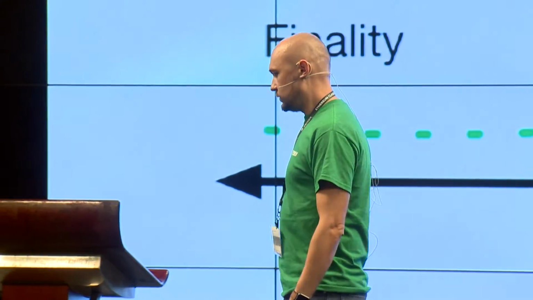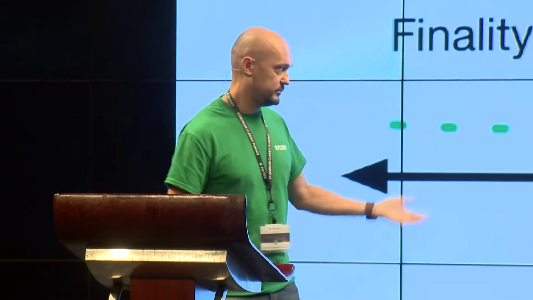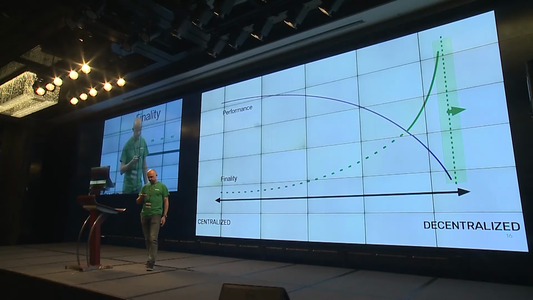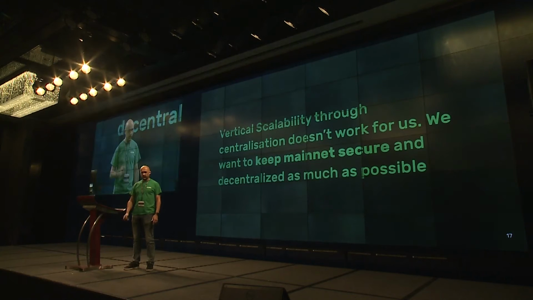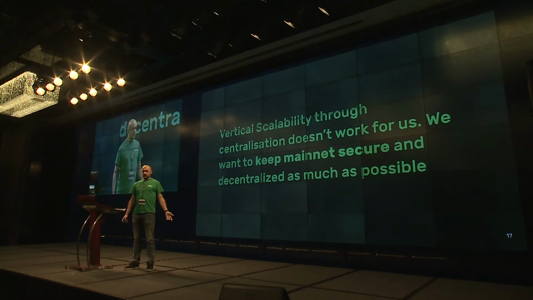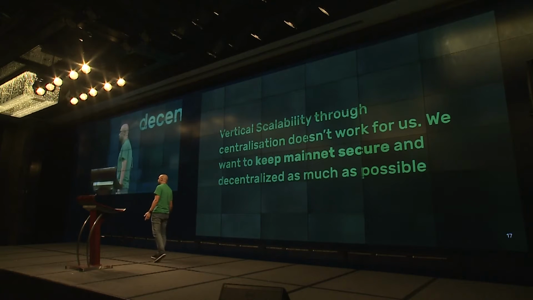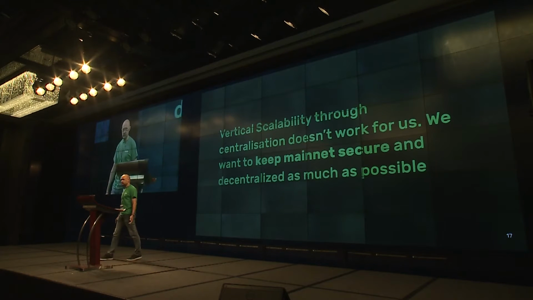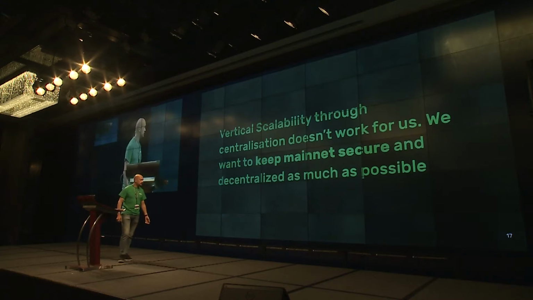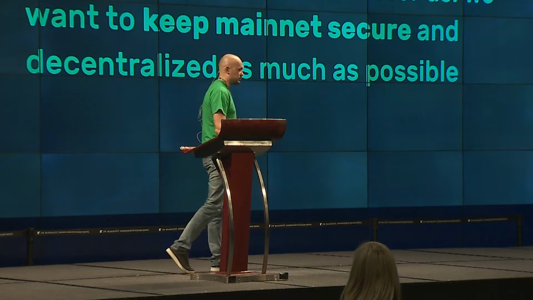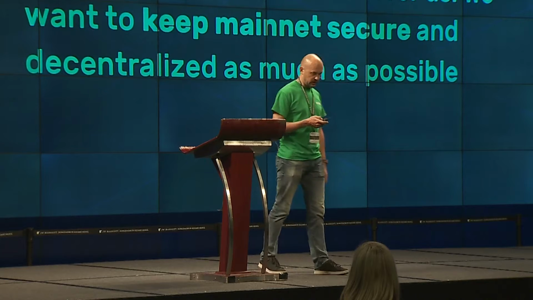You know, criminals can make an offer you can't refuse. So there shouldn't be a way to do that. And that's what we're doing in ETCDEV and ETC. We are making a blockchain that will be impossible to revert. So that's our goal. So it seems that vertical scalability is impossible when we want to keep the main network secure and decentralized. That's our main goal.